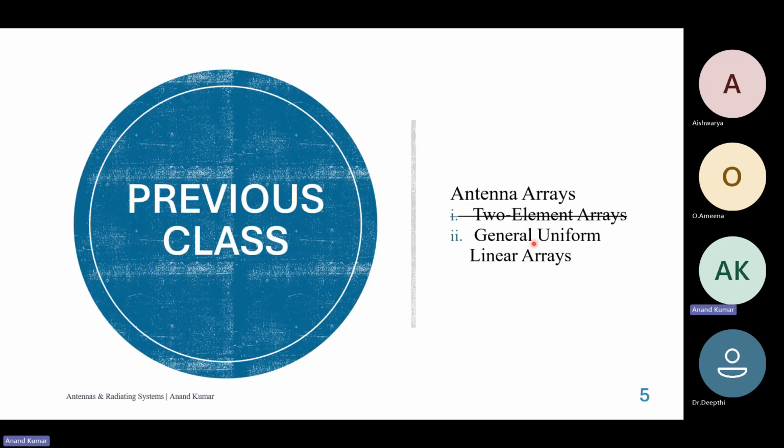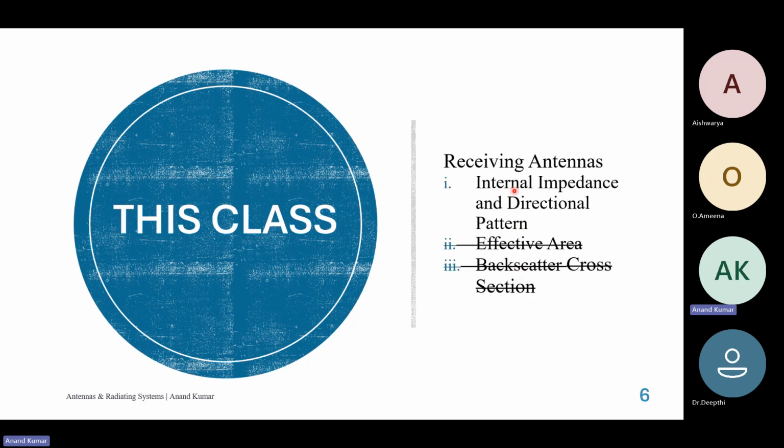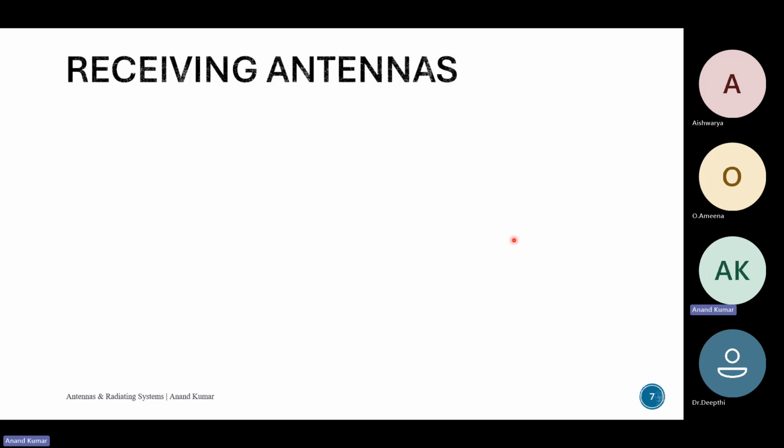Previous class we covered general uniform arrays, and today we'll do internal impedance and directional pattern. So in a transmit-receive system, when we have a wireless channel, we have two antennas. One is on the transmitter end and one is on the receiver end. So far we were discussing the antennas in the transmitting mode. What happens if they are in the receiving mode?